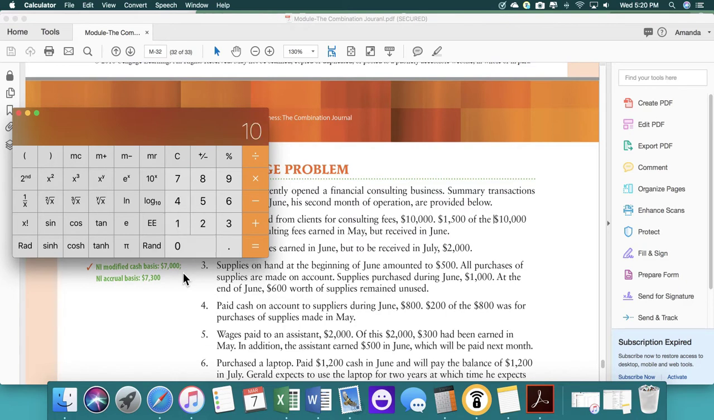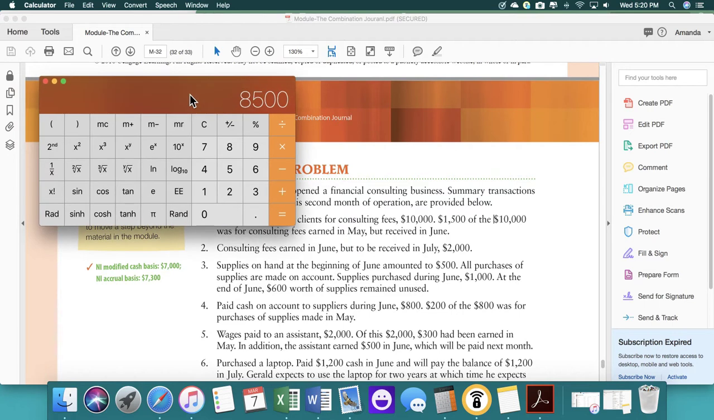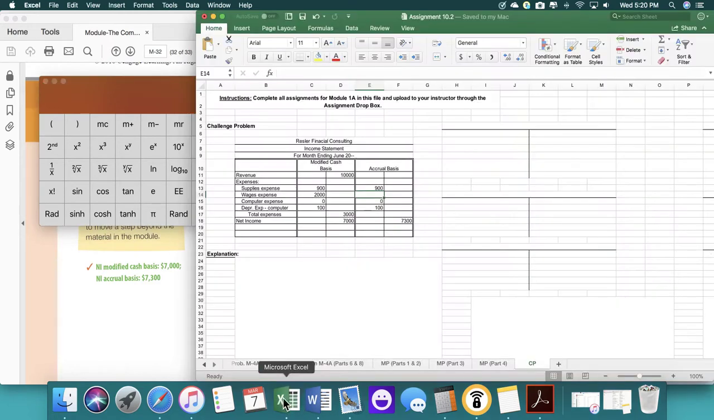So we have our 10,000 minus our 1,500. And then we have consulting fees earned in June, but not to be received until July, of 2,000. So we're going to add those two amounts together. That gives us our revenue of 10,500.